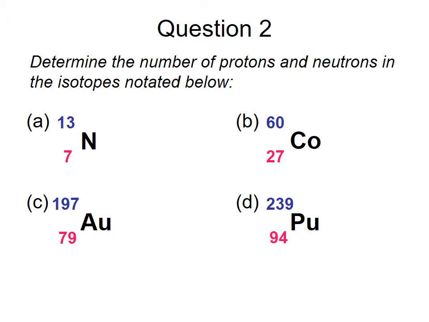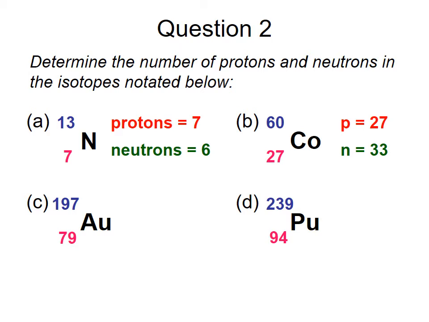Okay, so welcome back. So for A, 7 protons, that's the proton number, so it means that number of neutrons must be 6, because 6 plus 7 is going to equal 13. Cobalt, proton number 27. The number of neutrons is therefore going to be 33, because 60 minus 27 is 33. Gold, proton number of 79. And 197 minus 79 gives you 118. Okay, 239. Polonium is going to be 94, the proton number, and 145 going to be the number of neutrons.